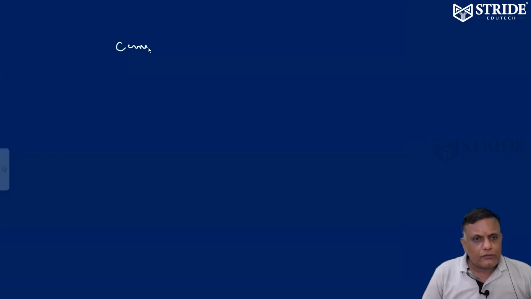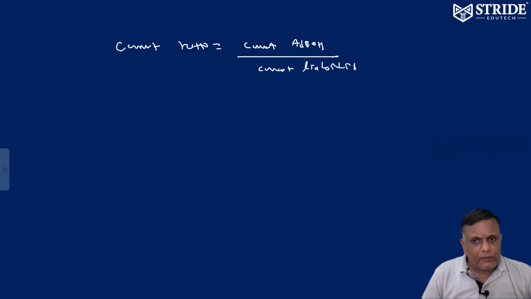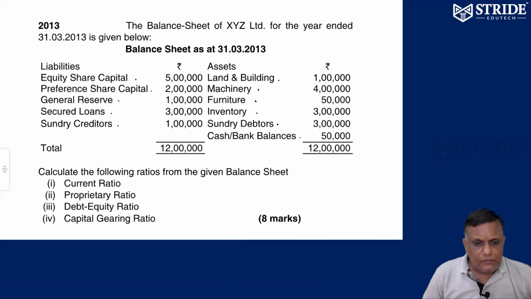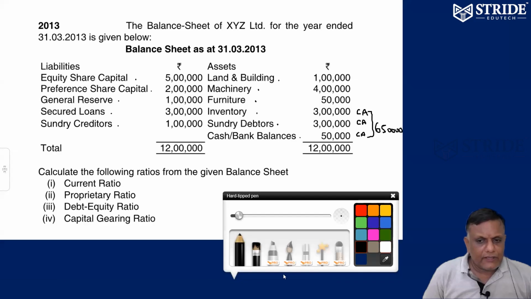What is required for current ratio? Current ratio means I need current assets by current liabilities. That's called current ratio. What are current assets? Inventory, current asset. Debtors, current asset. Cash and bank, current asset. Please add these three things. 3 lakhs plus 3 lakhs, 6 lakhs, plus 50,000, 6.5 lakhs. So current assets are 6.5 lakhs.